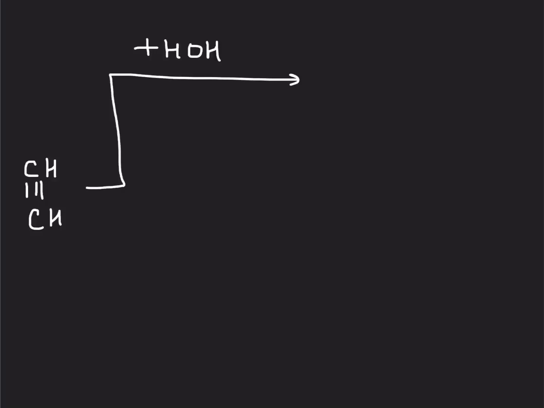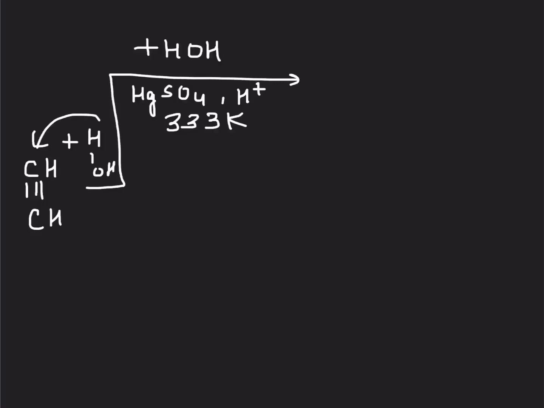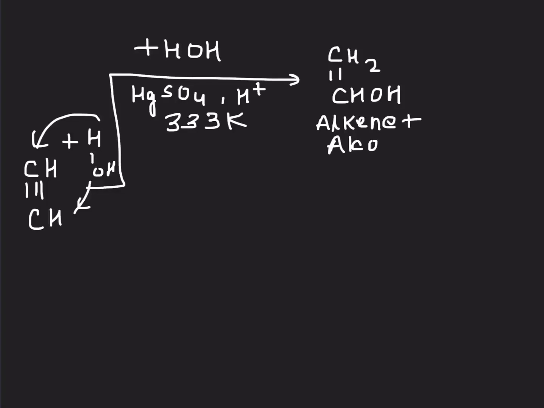So I'm taking the mercuric sulfate hydration, in the presence of an acid, 333 Kelvin. So what happens over here? Try adding HOH to it in the same way, positive to one carbon and negative to the other carbon. So this gives us CH2 double bond CHOH. In other words, this is an alkene with an alcohol group attached to it. So in short, enol.